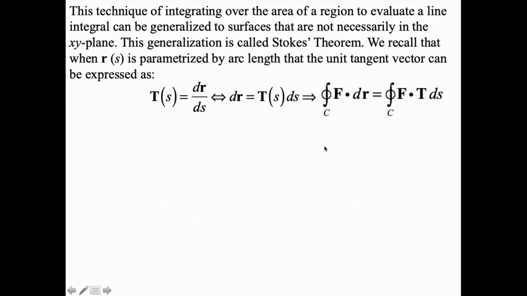So this technique of integrating over the area of a region to evaluate a line integral can be generalized to surfaces that aren't actually in the xy plane. And this generalization is called Stokes' theorem.